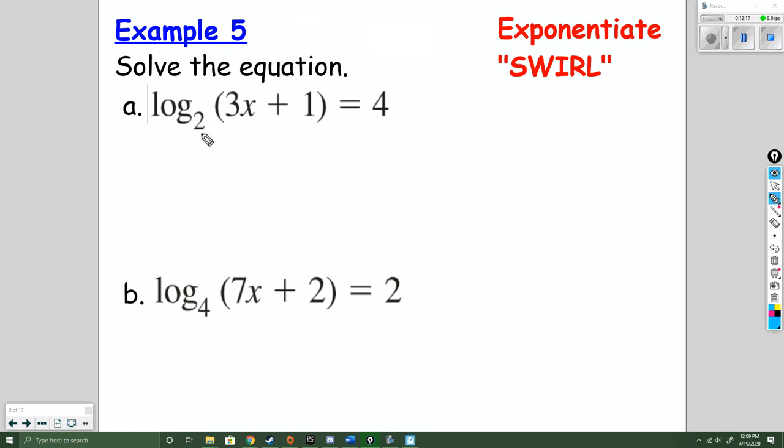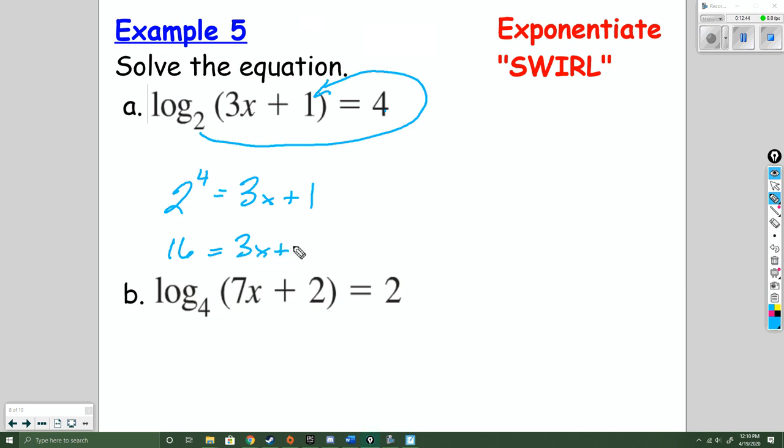All right, so remember the SWIRL method? Starting at 2, going by 4, landing on 3x plus 1. And how we're writing that as an exponential equation is 2 to the 4th power equals 3x plus 1. Okay, now from here it's actually rather simple to solve. So 2 to the 4th power is the first thing that we would do. That's 16. 16 equals 3x plus 1.